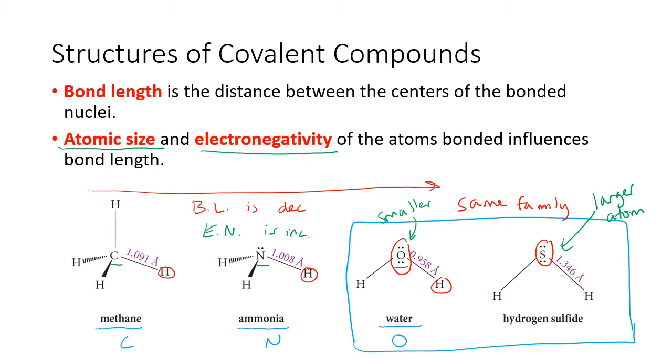If sulfur is much bigger than oxygen, notice the distance between the hydrogen and the sulfur, 1.35 angstroms, compared to the oxygen-hydrogen bond length, 0.958 angstroms. So that size makes a big impact on the distance between those two, or essentially the bond length. So those are the two trends that you want to be familiar with throughout the periodic table. Atomic size is when you're dealing with the same group or family, and electronegativity is when you're dealing with the same row or period on the periodic table.